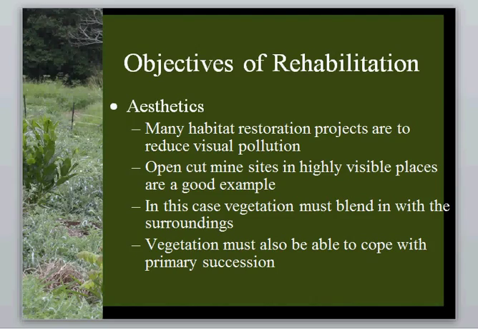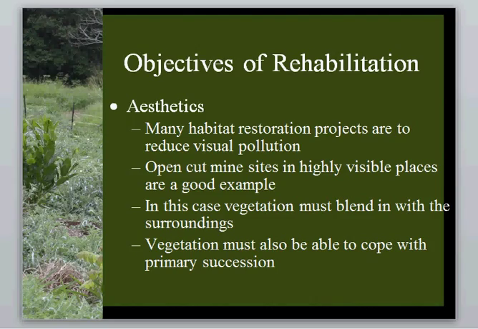The next objective of rehabilitation, which I want to look at, is aesthetics. Many habitat restoration projects are to reduce visual pollution. So planting a strip of forest around an open-cut mine, for example, will prevent people seeing that open-cut mine, for instance around Valencia there. Having a strip of forest will make people feel good about their landscape.